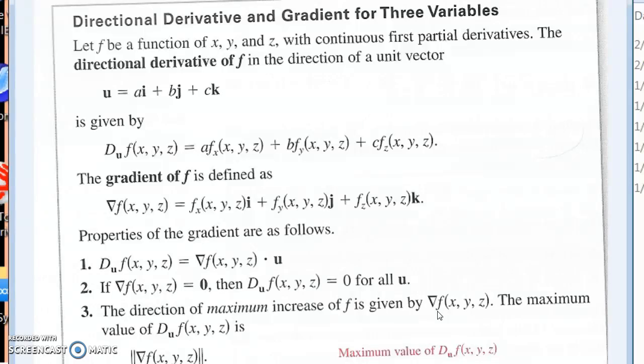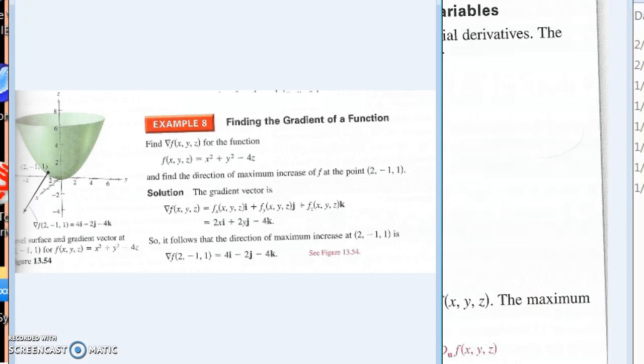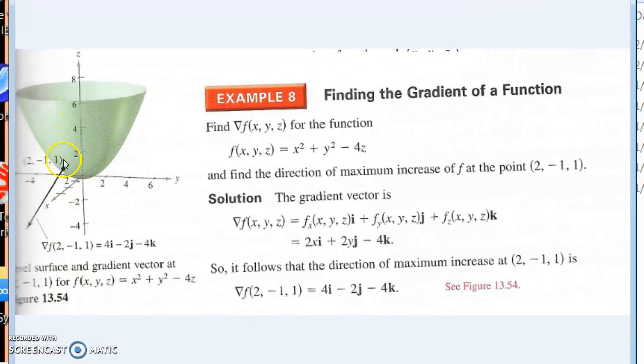And so the concept that we had earlier on of the normal vector to the graph is now going to be a normal vector to a surface. So this is a surface given by 4z equals x squared plus y squared. So it is the zero level surface of this three variable function.